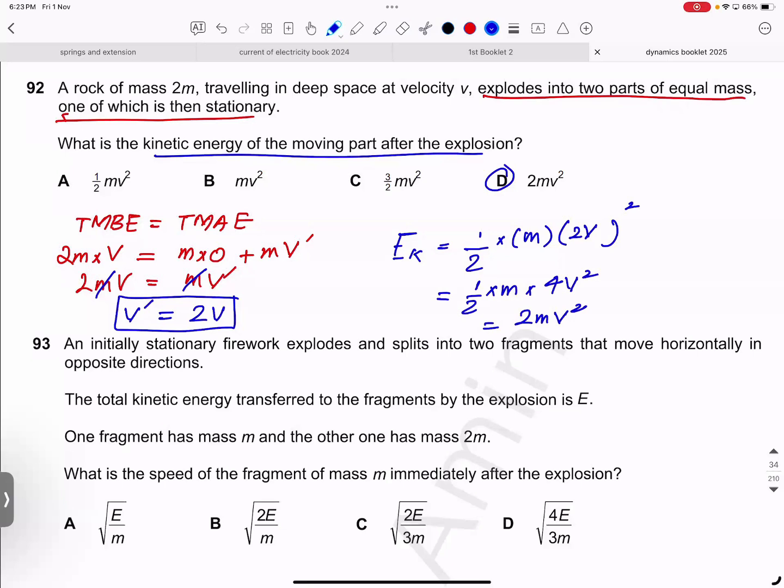Principle of conservation of momentum we applied. The rock was 2m, moving at speed v in deep space, so initial momentum was 2mv. After explosion, one is at rest, the other is moving. So rest is 0, moving is m times v dash. We found the v dash and substituted to find its kinetic energy. Make sense? Sure. Next question.